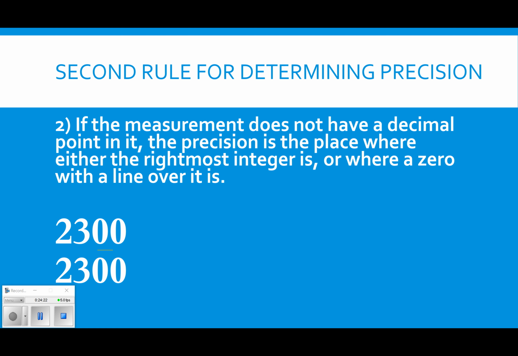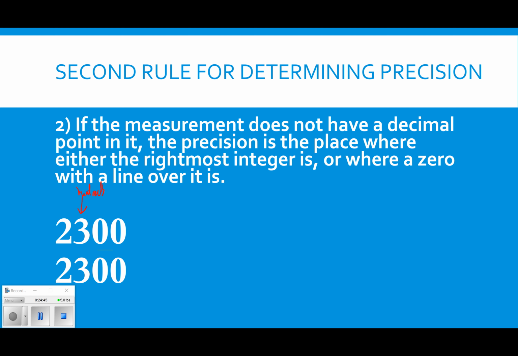The next rule for determining precision, this one's important. If we don't have a decimal point in it, the precision is going to be the place where we have the rightmost integer. In this case, this would be the ones, tens, hundreds. And if you are unsure of your place values, I did include that in your notes. So make sure you review that.